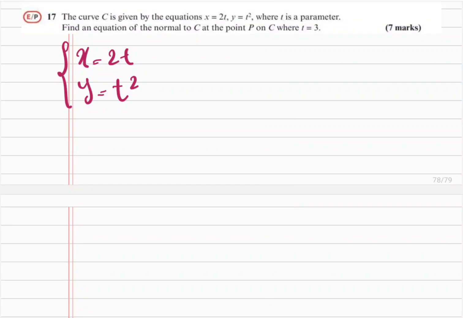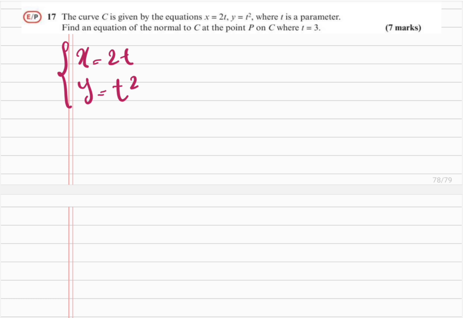Hi everyone, this video is on mixed exercise 9 question 17. We have the curve C which has the parametric equations x is equal to 2t and y is equal to t squared. And we want to find the equation of the normal to C where t is equal to 3.